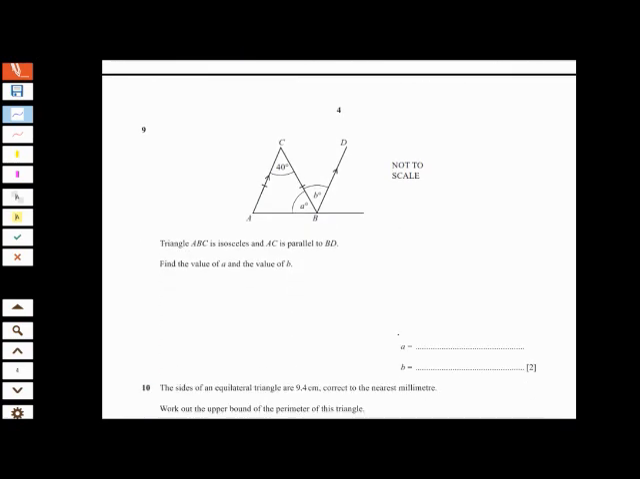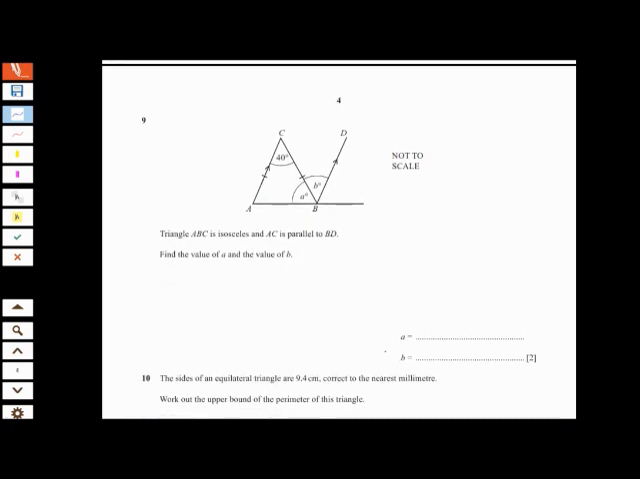Now question 9. Triangle ABC is isosceles and AC is parallel to BD. Find the value of A and the value of B. Alright, so basically they want the value of A and B.